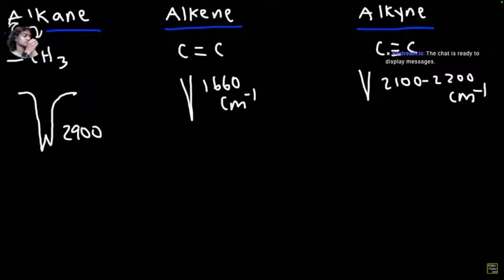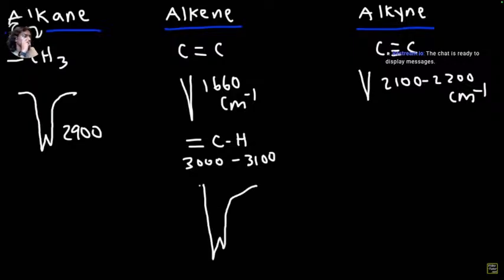Now, the next thing we need to talk about is the CH stretch of an alkene and an alkyne. So the double bond CH stretch of an alkene shows up around 3000 to 3100. So relative to the alkane CH stretch, it's going to be slightly to the left of it. So here is the alkene CH stretch close to 3100.